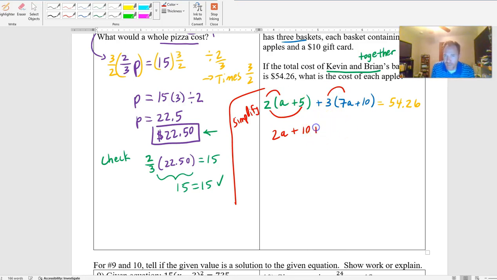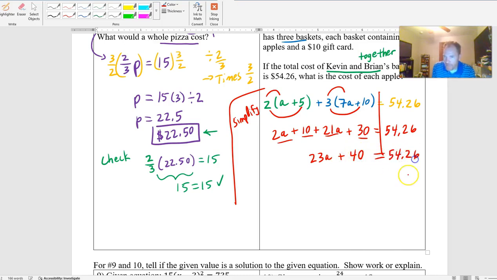So 3 times 7a, that's going to be 21 apples. 3 times the $10 gift card, that's going to be $30. And that's going to equal $54.26. I can keep going because on the left side here, we've got the 2 apples and the 21 apples. That's going to make 23 apples. We got the $10 and the $30. That's going to make $40. So if we dump out their baskets, we could say, hey, Brian and Kevin, together you're getting 23 apples and $40 in gift cards. And that total is going to be $54.26.